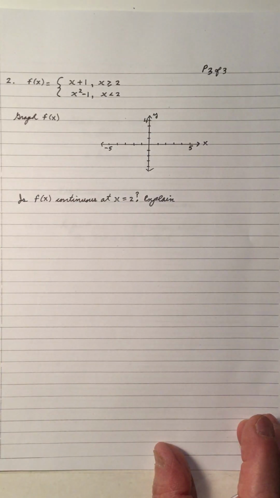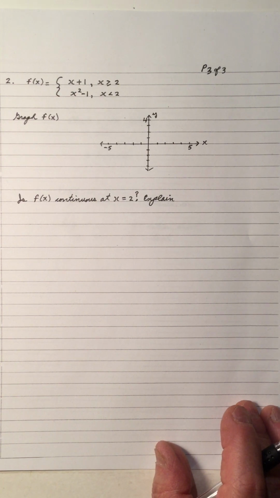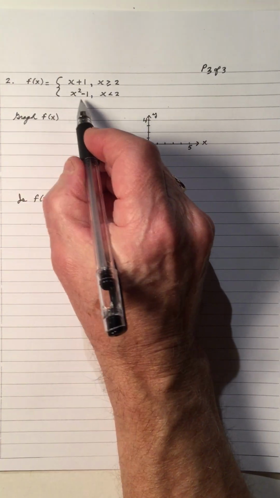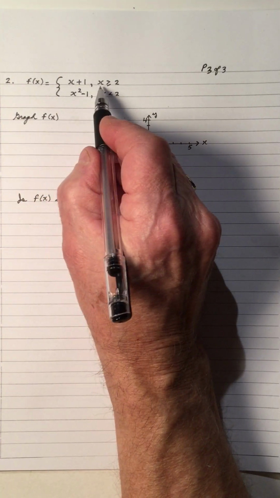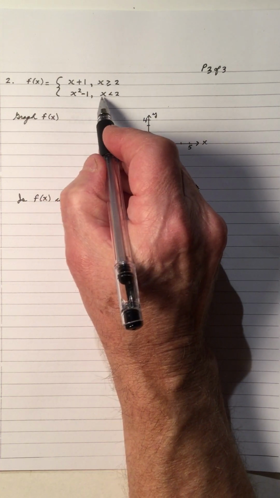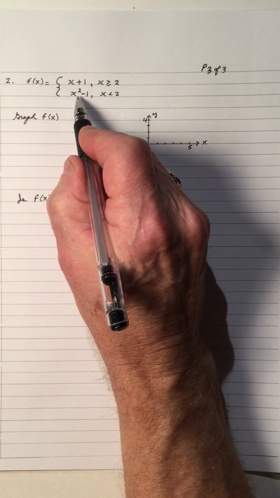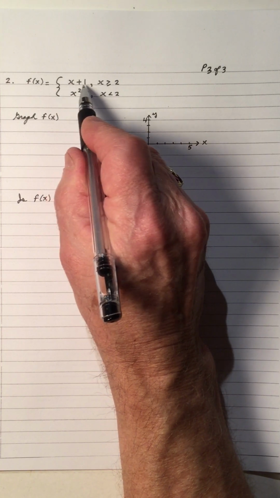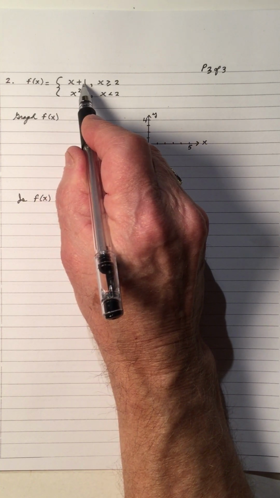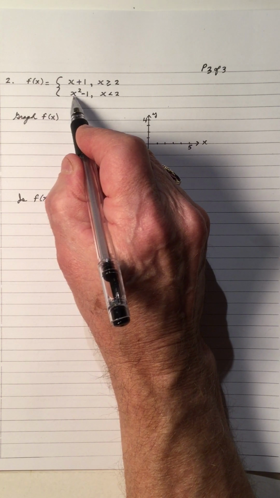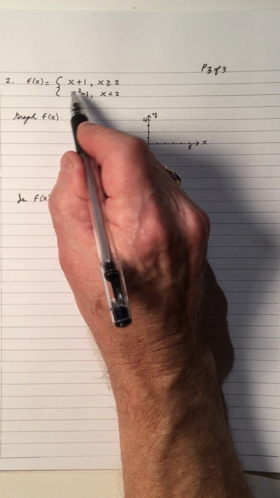So there's one example, and just to make sure that you understand, let's do another example, because there's nothing like doing more examples. Number 2, we have f of x, a piecewise function. If x is greater than or equal to 2, we have x plus 1. If x is less than 2, we have x squared minus 1. Notice x plus 1 is a line, which has a slope of 1 and a y-intercept of 1. And this is a parabola whose vertex is (0, -1) and is opening upward.